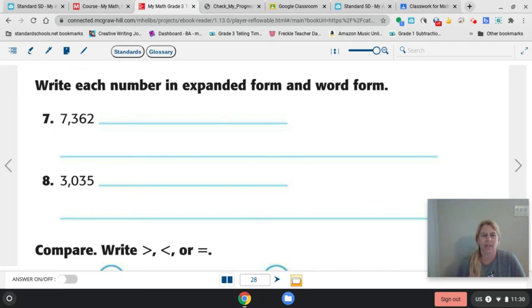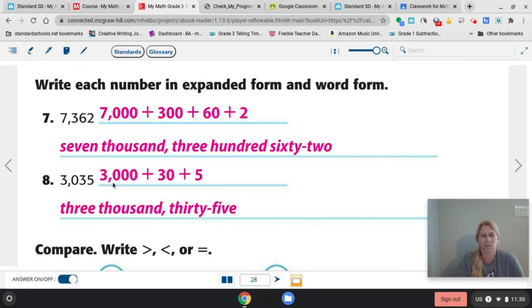Now that you're done with your answer, how many thousands do you have? 3,000 plus no hundreds, 30 plus 5, and then seeing how we would write it. So 3,000 plus 30 plus 5, 3,000, comma, 35. Again, the hyphen right there. Okay.